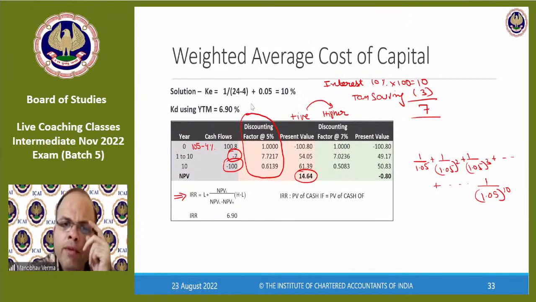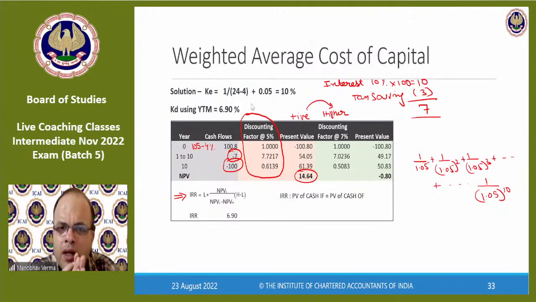Guys, I hope everyone is with me. I need a confirmation from others also. Everyone with me? We are done with 5% discounting. If you are having a rounding difference in the answer, that's okay. Don't worry about this. Someone is maybe getting 14.4, someone maybe getting 14.7. That's okay. We're getting a present value of positive 14 point something.